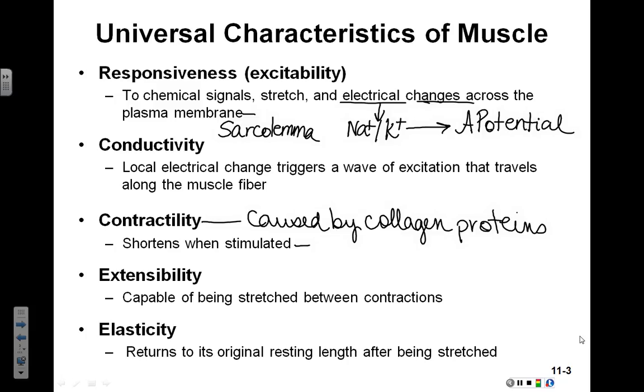Collagen, once again, prevents the muscle from overstretching. But the great thing about skeletal muscles, they can extend quite a long distance, but of course they can't extend as much as a smooth muscle.